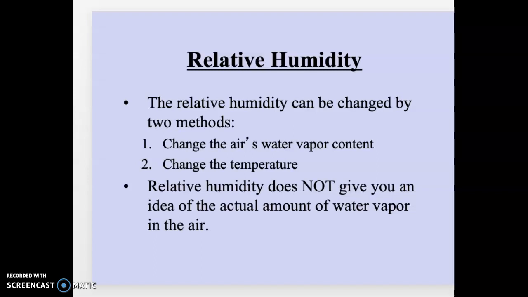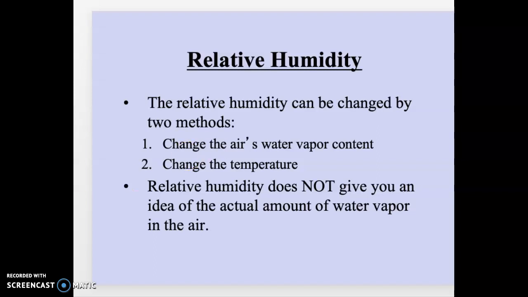So we've talked about different ways of measuring moisture in the air and representing it. And one that's very common and will be used throughout this course and probably throughout your life is relative humidity. It's called relative because it doesn't give you the actual amount of water vapor in the air, but it gives you the ratio that depends on the temperature of the air, because the temperature determines how much moisture the air can hold, and how much water vapor the air is actually holding.